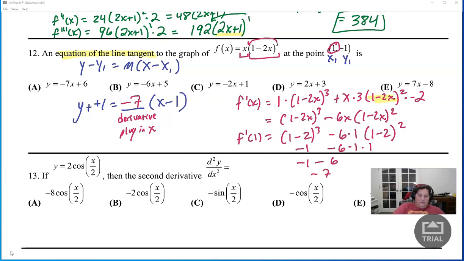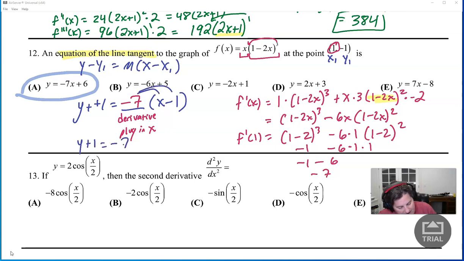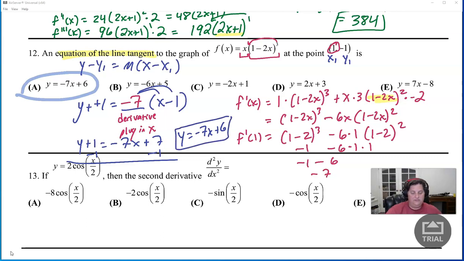This isn't any of those, which means I would have to distribute it and find the answer. Except that, if I'm right so far, the only one that even has a slope of negative 7 is that one. Okay, but we can do this really quickly just to make sure. If I distribute that, that becomes negative 7x plus 7. And then when I subtract the 1 over, y is negative 7x plus 6. Okay, so that's another one that's got a lot of steps, okay?